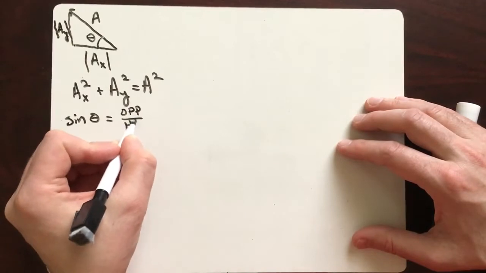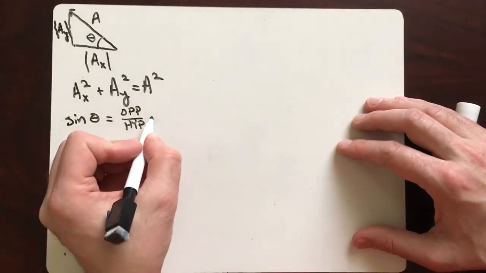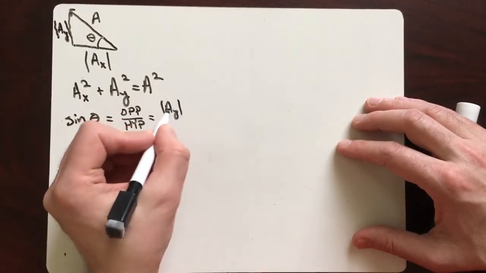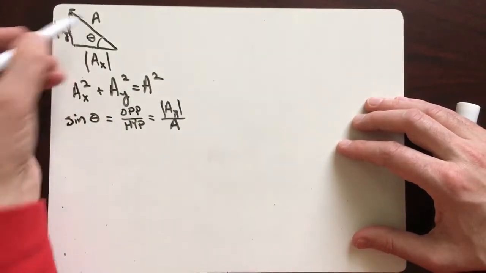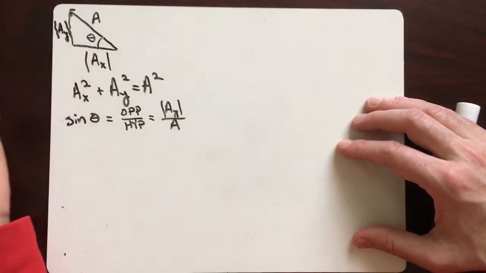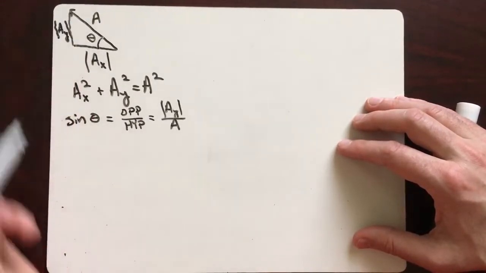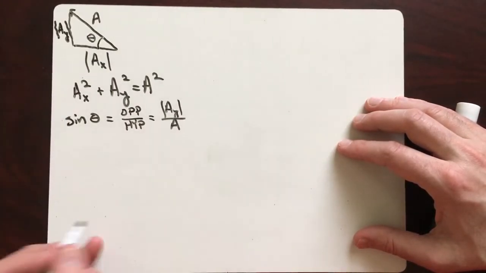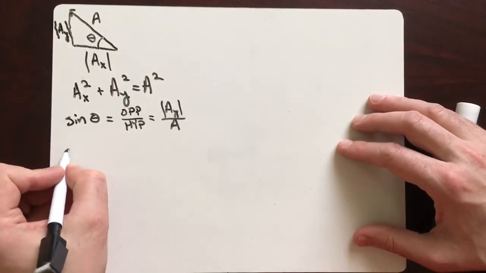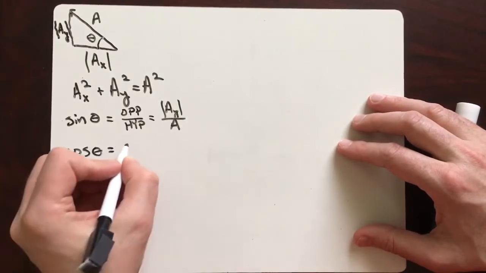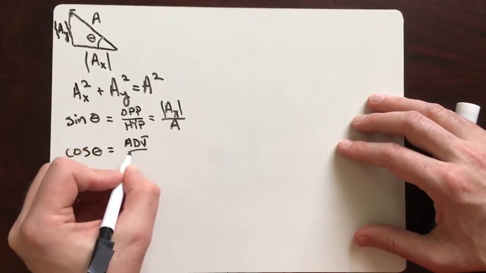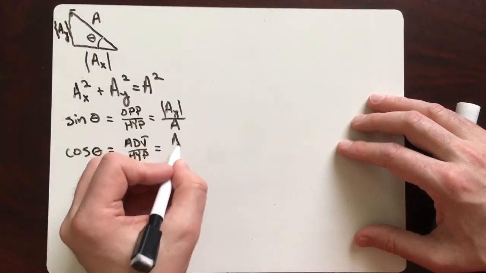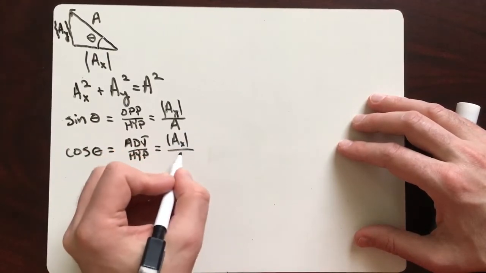over the hypotenuse, which of course in this case, that's going to be a sub y, and it's the absolute value, over a, the hypotenuse. The magnitude of the vector is by definition always positive, so I don't need any absolute value signs there. And I could also do the same thing for cosine. Cosine is adjacent over hypotenuse. So that's going to be, the adjacent is a sub x. So there we go, absolute value over a.